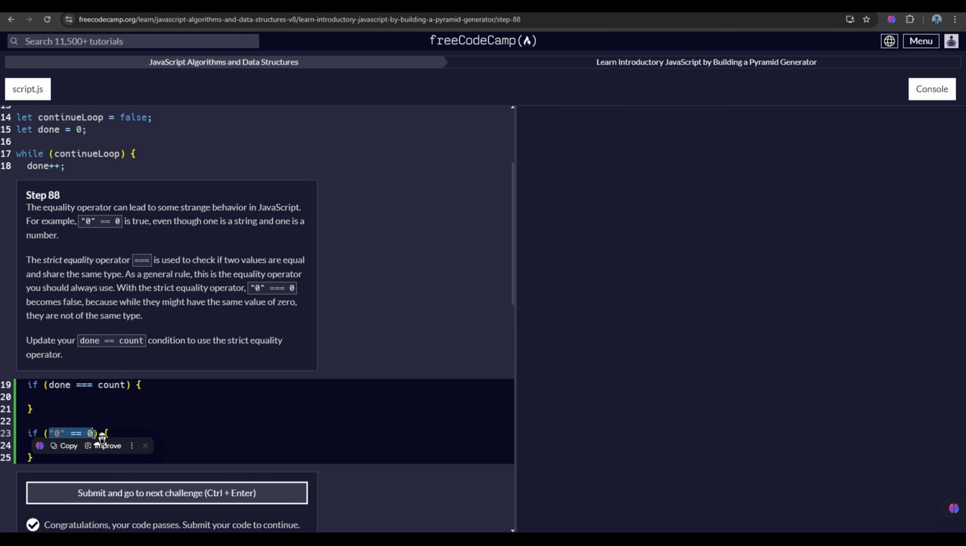this would become true because it checks if both are equal. They are equal because this is 0 and this is 0. But if you use a strict operator with a triple equal symbol, it does not check only the value, it also checks the type. So this is false because even though the values are both 0, the types are different. This is an integer and this is a string value. They are not meant to be equal.